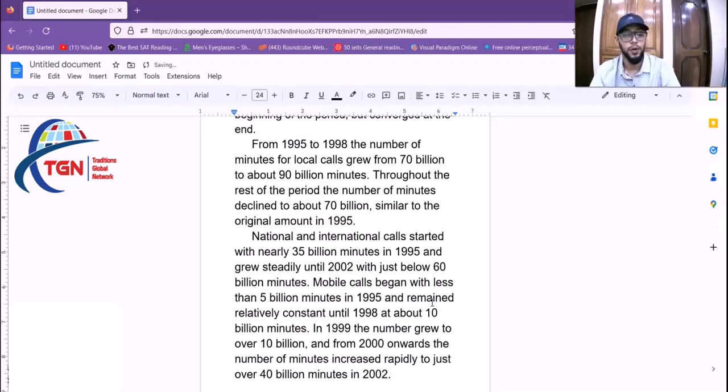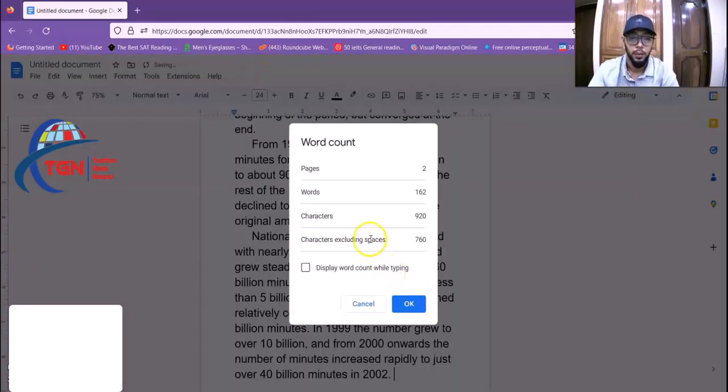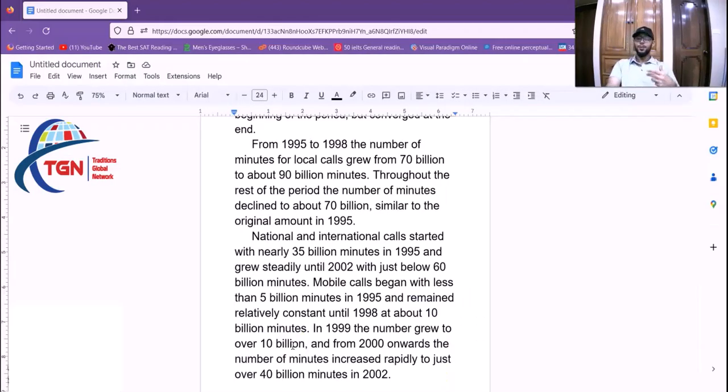So let's see how many words this is. We've got 162 words, so more than enough for IELTS. We just need 150, ঠিক না? And আমাদের task 2 বাকি যেহেতু we're gonna do different videos about it, okay?